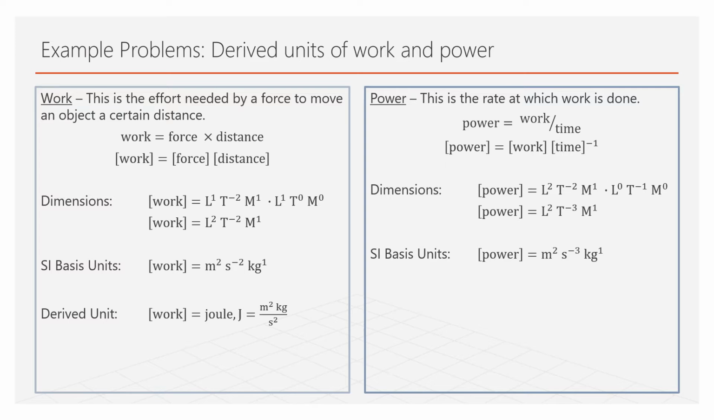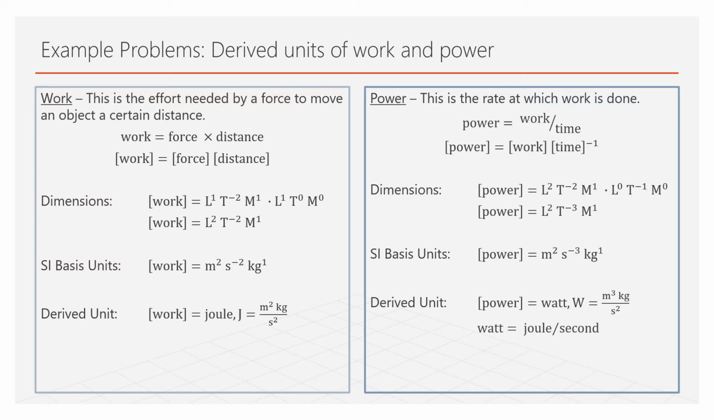Then plug in the SI basis units. Length goes to meter, time goes to second, mass goes to kilogram, and we get that the SI basis units of power are meters squared kilogram per second cubed. In honor of Watt for his contribution to science, we call that combination of basis units the watt, or a capital W for short. So a watt equals meters squared kilogram per second cubed.